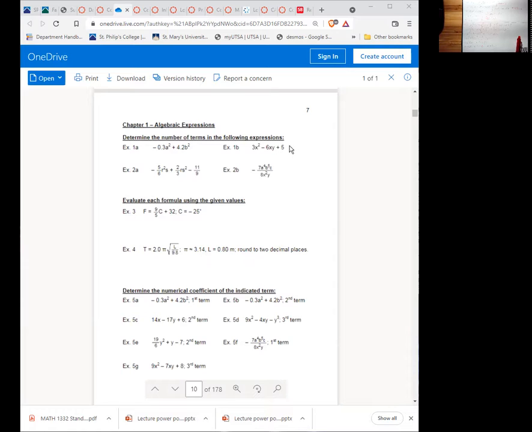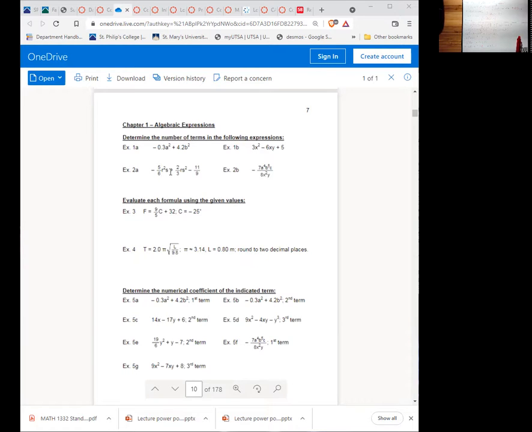So here we have how many terms? What do you guys think? Oh, we got three. So we got 3x squared separated by minus, and then 6xy separated by plus 5. So all three of these are terms. So 1, 2, 3. As long as we see a plus or a minus in between something, that's going to be a term.